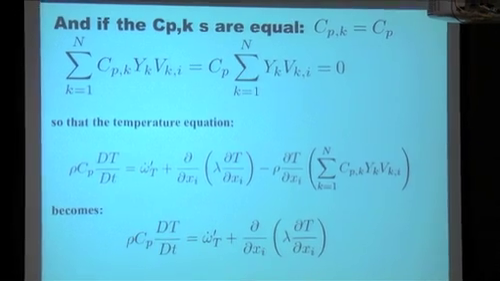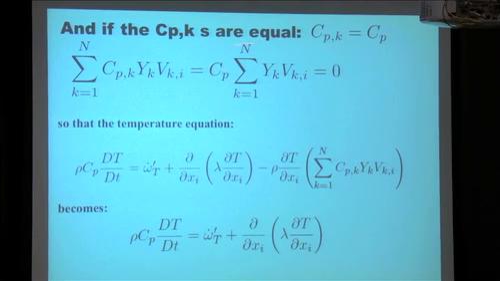The other thing is that if the c_p,k are constant, there are other terms which disappear in this equation, and you end up with the classical temperature equation that you have seen in Moshe's course. Just the change in temperature is due to the heat release and the gradient of temperature, typically the heat flux.